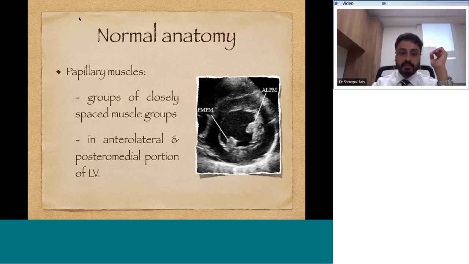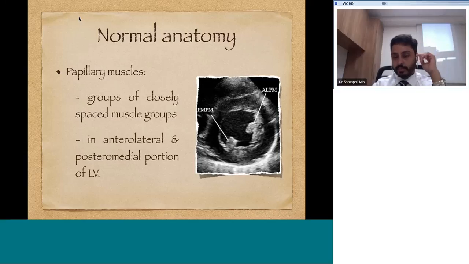And then the papillary muscles are closely spaced muscle groups situated in two regions of the trabecular LV myocardium, that is the anterolateral and the posteromedial portion of the left ventricle. The blood supply also differs for these two sets of papillary muscles.